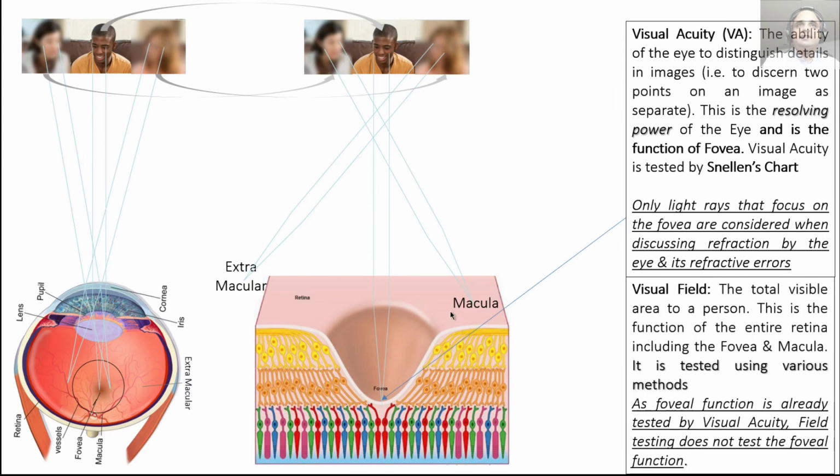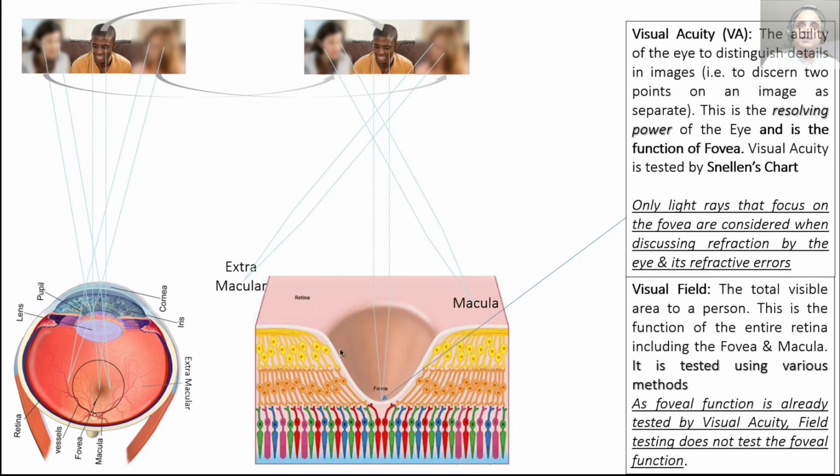Visual field, as I just said, is the total visible area to a person, and that would include the foveal, macular, and extramacular areas. The macular area and the extramacular area are tested using visual field testing. There are a variety of methods. We'll talk about them when we talk about open angle glaucoma.